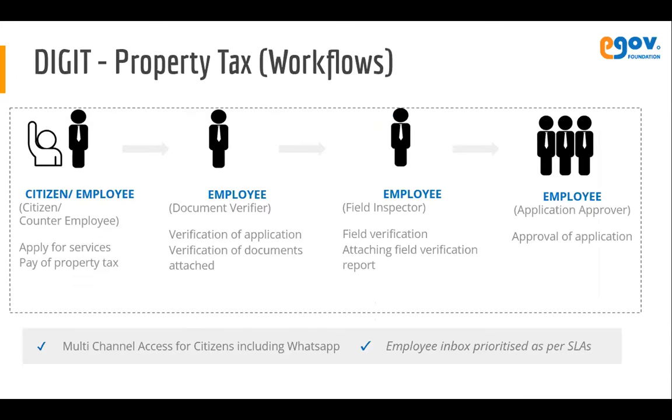And this is the flow. For each and every application, this flow is there. Citizen or employee can create an application. Then it goes to the document verifier, who is an employee in the ULB, who can verify the application and the documents enclosed with it, to enable the ULB staff to process those applications. From the document verifier, it goes to the field inspector, who is responsible for performing a field visit and attaching the field verification report. From the field inspector, it goes to the application approver. Once the application is approved, the requested service is made into effect.